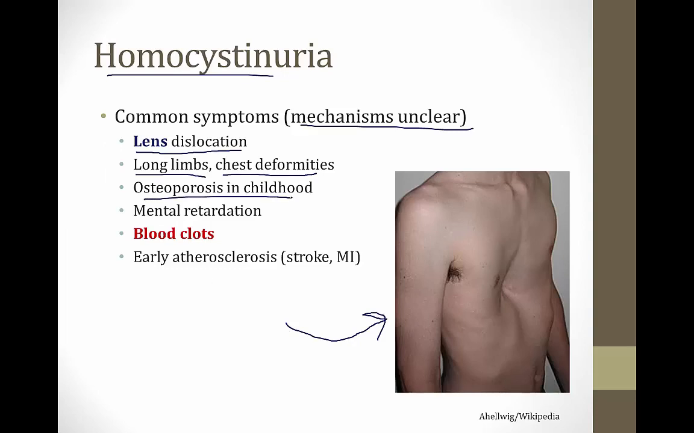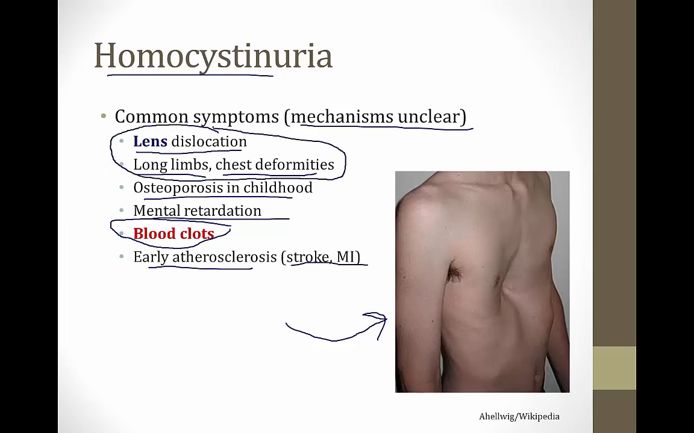Osteoporosis in childhood can occur, as well as mental retardation. And then the major problem with very high levels of homocysteine is blood clots. In addition to pulmonary embolism and DVT, these patients can have early atherosclerosis with stroke and MI, and they often die from a blood clot disorder or a stroke or a myocardial infarction. Now, these first two symptoms here, lens dislocation, long limbs, and chest deformities, can also be seen in Marfan syndrome, but don't get confused between Marfan syndrome and homocystinuria. Only homocystinuria will display these problems on the bottom of the screen.